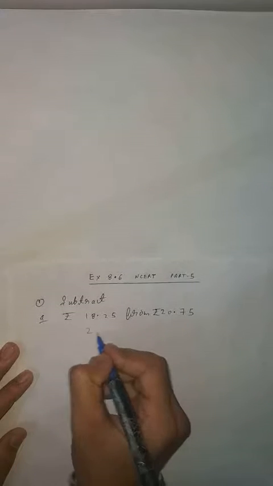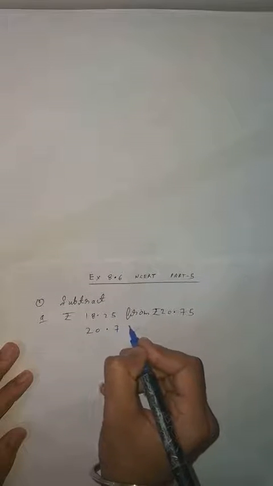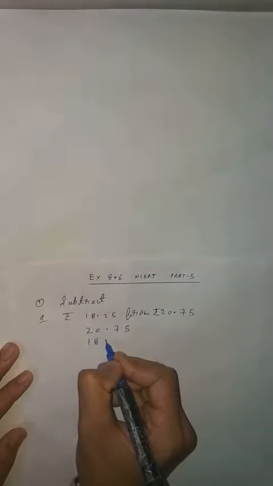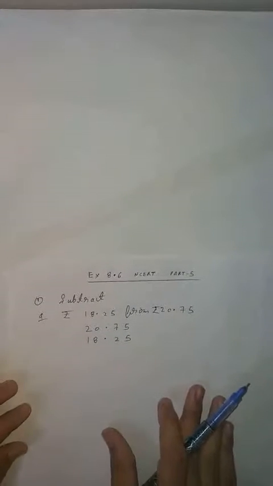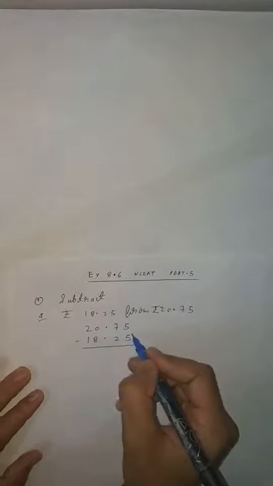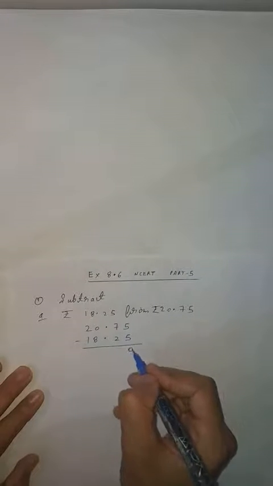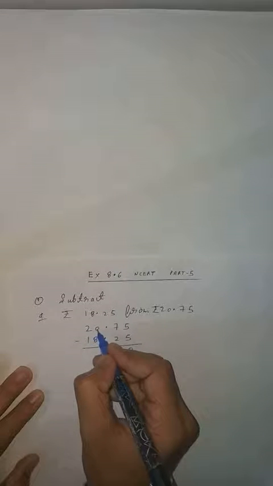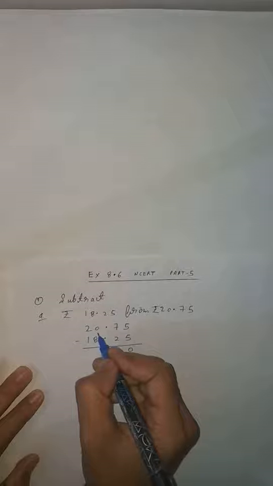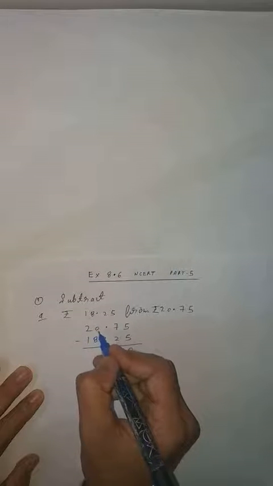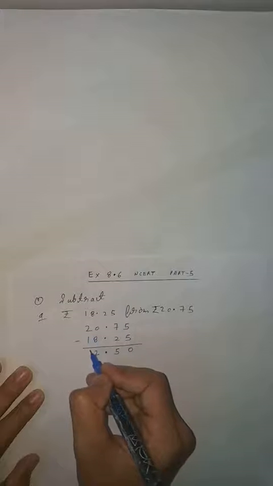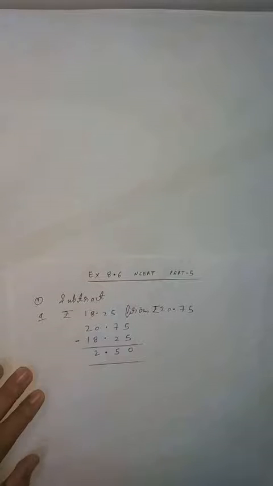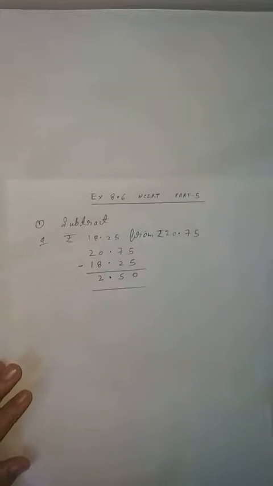Clear? So write down 20.75 and 18.25. So we have to subtract them. Now 7 minus 5, 5 minus 5, you know that 0. 7 minus 2, 5. And the decimal you will place in the same place. Where 0 is given and 8 is given, you will take one carry, so it will become 10. 10 minus 8, it will become 2. And 1 minus 1, it will become 0. The answer is 2.05. Clear, student?